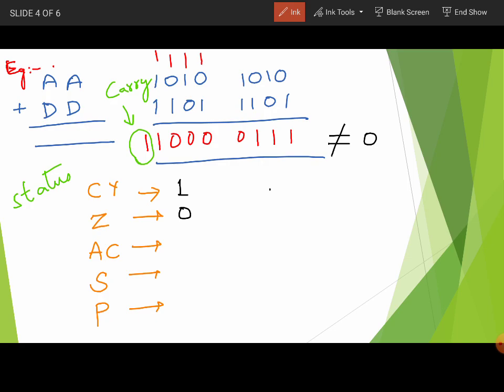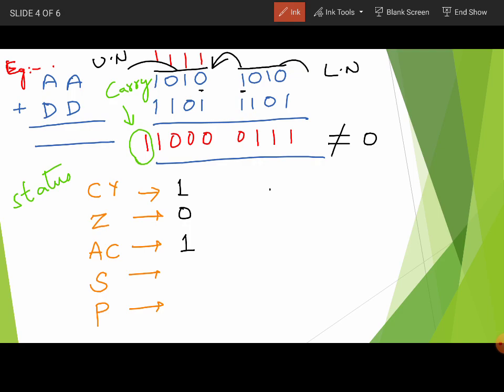And coming to the auxiliary carry. 4 bits we call 1 nibble. So this is your lower nibble, this is your upper nibble. This is your lower nibble, upper nibble. When there is a carry from the lower nibble to the upper nibble, we say that AC is equal to 1, auxiliary carry is equal to 1. So here there is a carry from here to here. So AC is equal to 1.